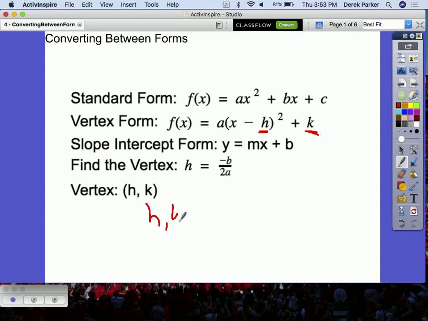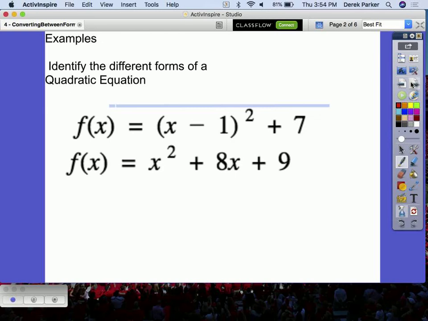So h, k represents your x, y value in the vertex. Slope-intercept form is y equals mx plus b, and that's just a reminder. And then last but not least, how to find the vertex. h or x equals negative b over 2a. That is the formula to find the vertex of a quadratic equation.